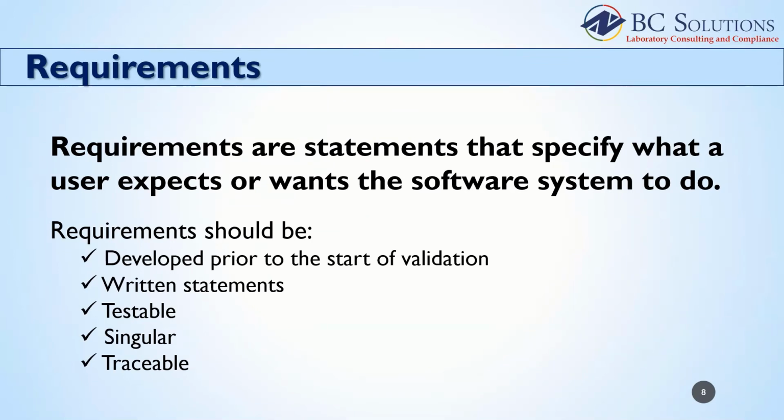So what are requirements? Also known as user requirements, or URS, user requirements specification, requirements are simply statements that specify what a user expects or wants the software system to do. They are written statements that say how a system is expected to respond in certain situations, including worst-case scenarios. Requirements should be developed prior to the start of validation. You cannot perform a validation on a blood establishment computer system without requirements.